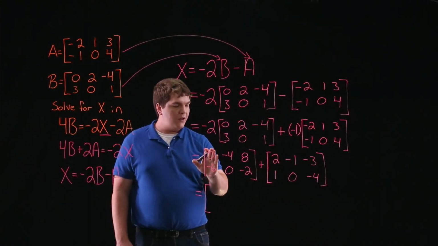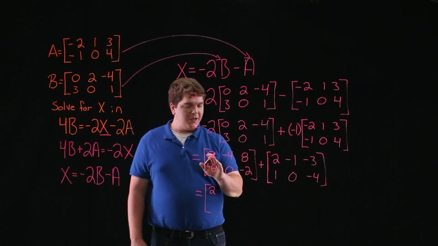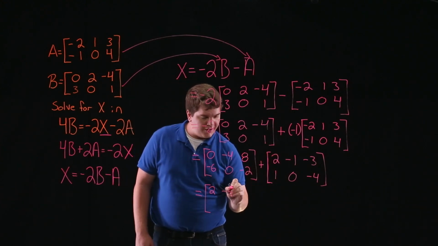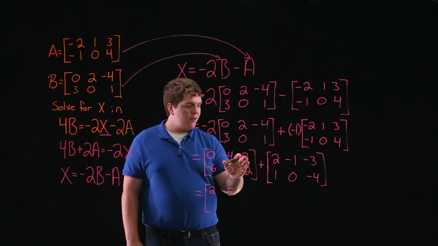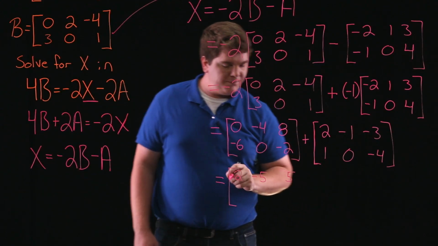So the first row, first column will be 0 plus 2, which is 2. First row, second column will be negative 4 plus negative 1, which is negative 5. And first row, third column will be 8 plus negative 3, which is 5.